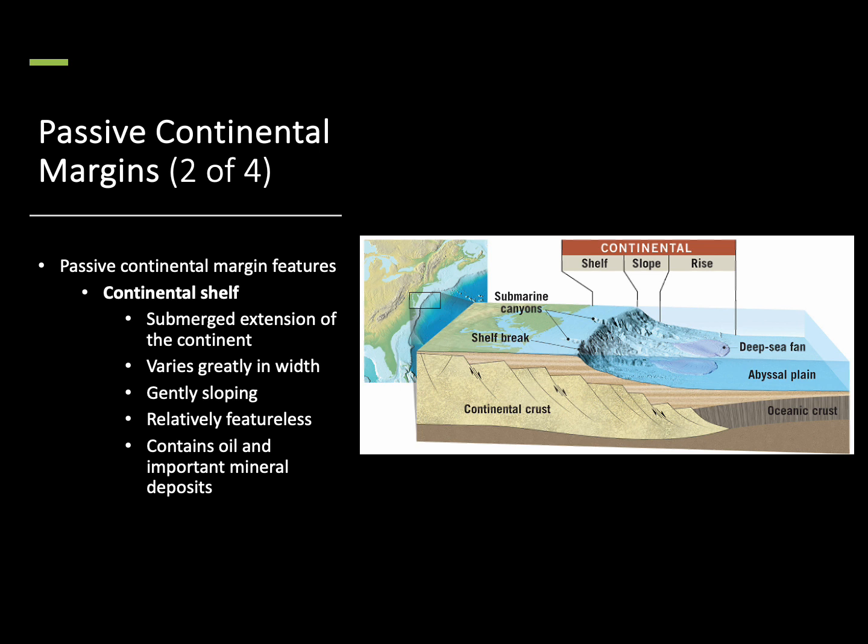But overall, regardless of where we are or how wide it is, all of our continental shelves are very gently sloping. They're not quite flat, but they're pretty close to it. And they're relatively featureless, so they don't have a lot of ups and downs on them. They're just very flat. But geologically, these continental shelves are incredibly important because this is where all of our oil is for our transportation, and it also has some really important mineral and rock deposits that we use for things like our electronics.